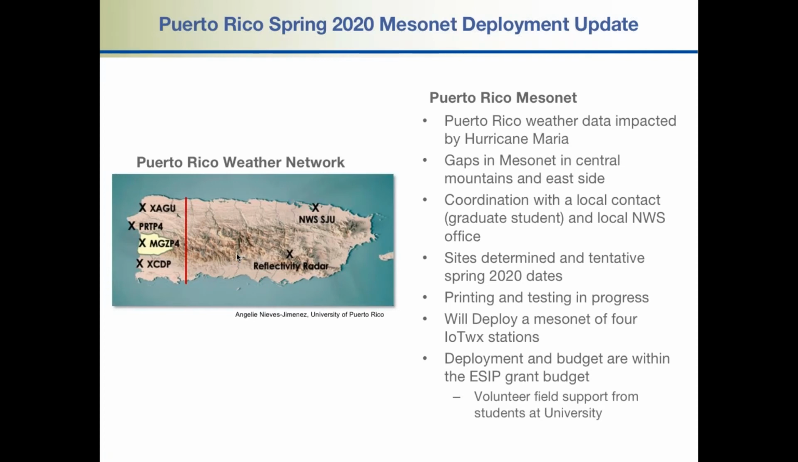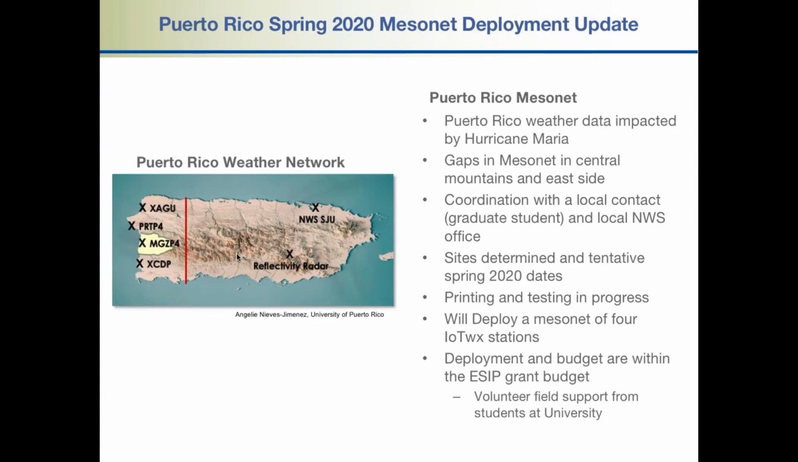And this Puerto Rico example, given the amount of gaps that they have in their mesonet and the local contacts that we have on the ground, is a really good example and a really good contained case study. If you look at this island, it's about 100 miles across from east to west. So it's a relatively contained place. So this is another example that we're looking at doing a field deployment with.